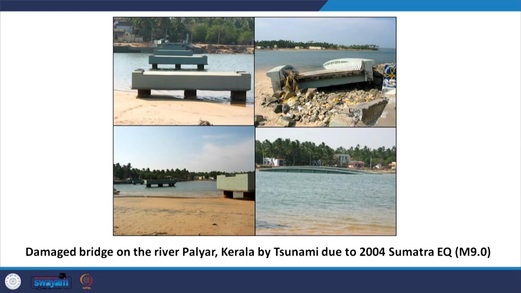Now, this slide is from Kerala, a place called Kilamanakudi. In fact, there are two villages there, Kilamanakudi and Milamanakudi, and this bridge was connecting them. So, one is on this side and the other on the other end, and the bridge was connecting the two villages. This photograph was taken by ourselves after the 2004 Sumatra earthquake.